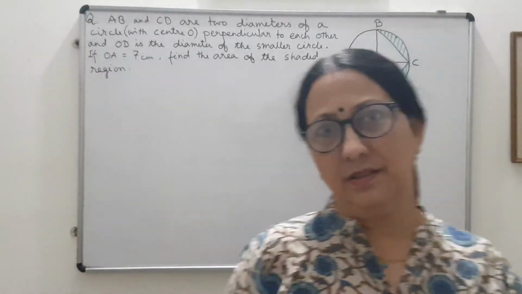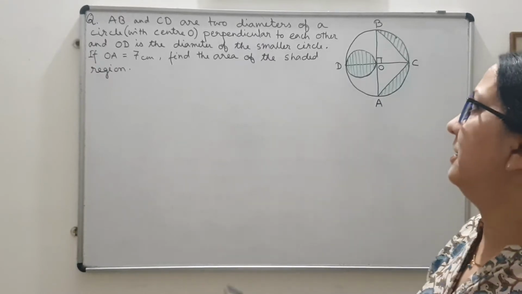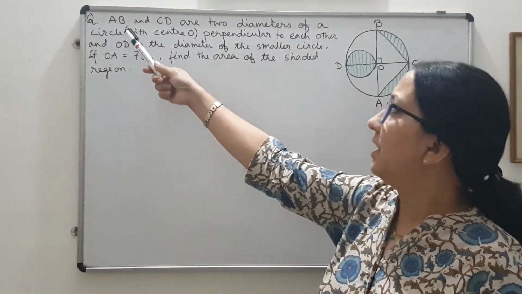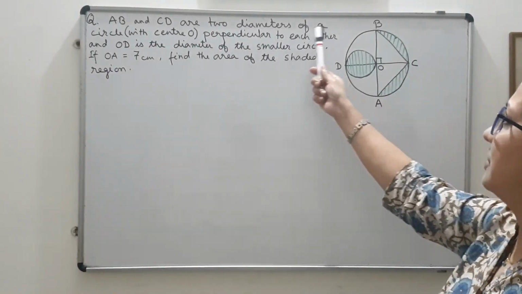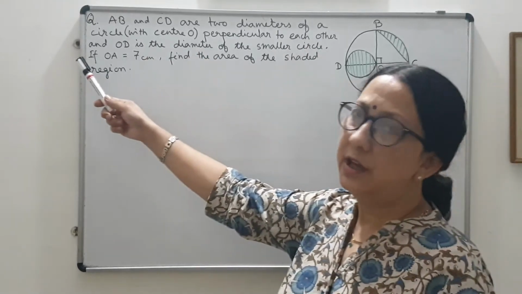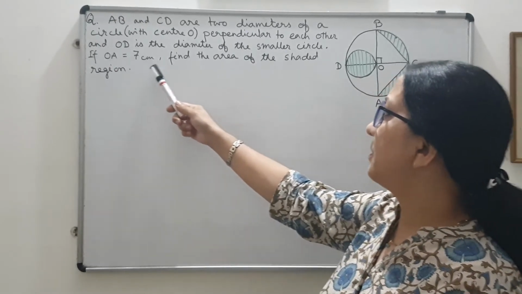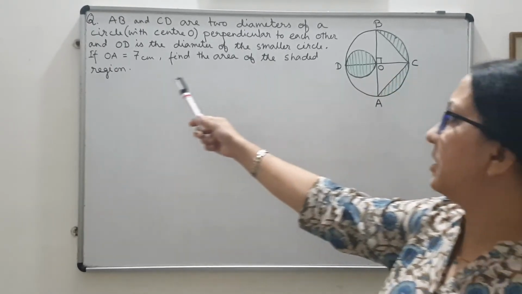Next question is again from the NCERT, exercise 12.3 and question number 9. So this is the question. AB and CD are two diameters of a circle with center O, perpendicular to each other, and OD is the diameter of the smaller circle. If OA is 7 cm, find the area of the shaded region.